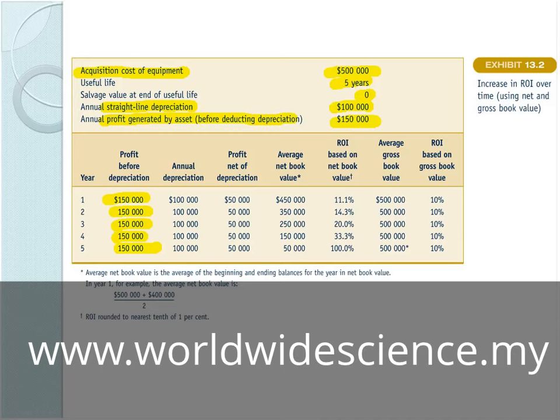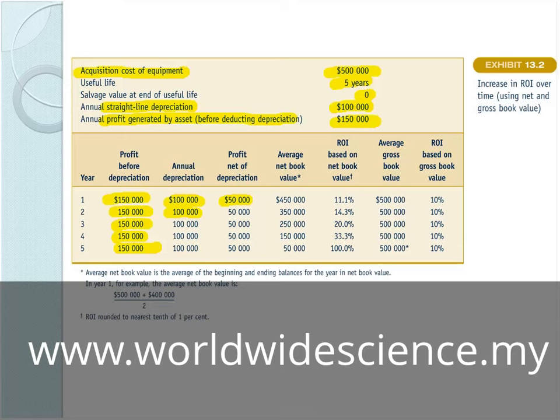In total it will be 750,000, right? Our annual depreciation given to you is minus 100,000 every year, right? I think you do understand. The profit after the depreciation is 50,000 each year, right? That means 150 minus 100 depreciation, and we get our net profit of 50,000.